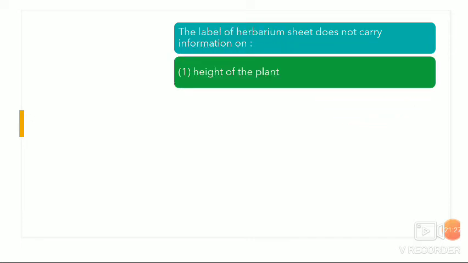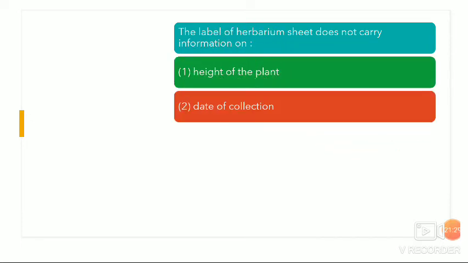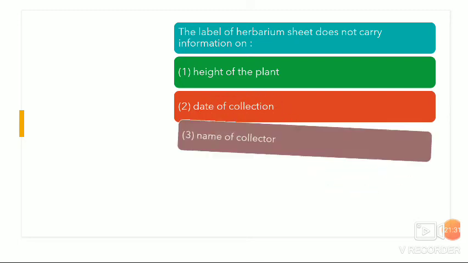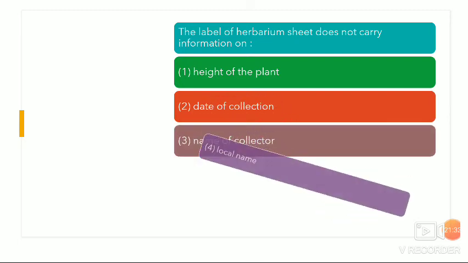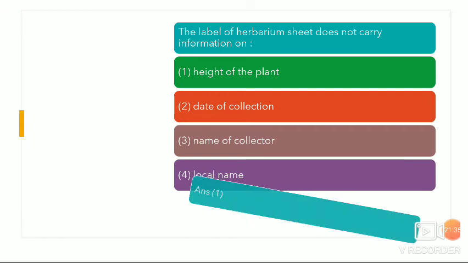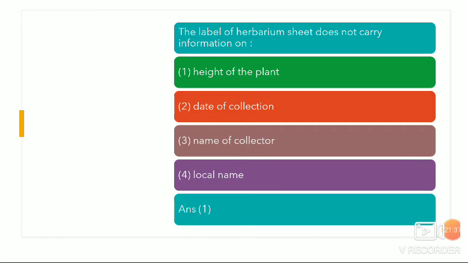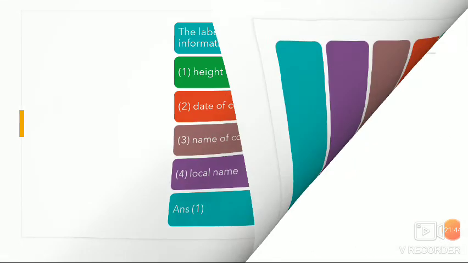Then comes the label of herbarium sheet does not carry information on height of the plant, date of collection, name of collector, local name, and we know height of the plant is not mentioned in herbarium sheet. It is not necessary.